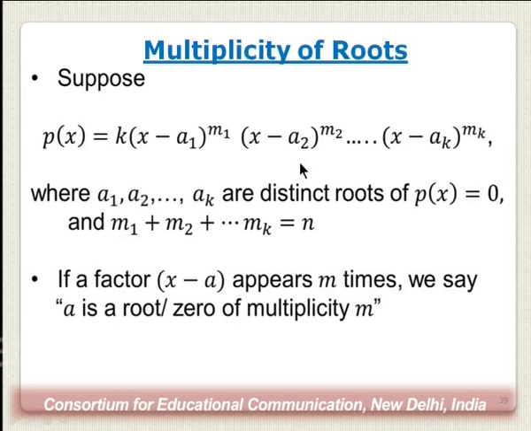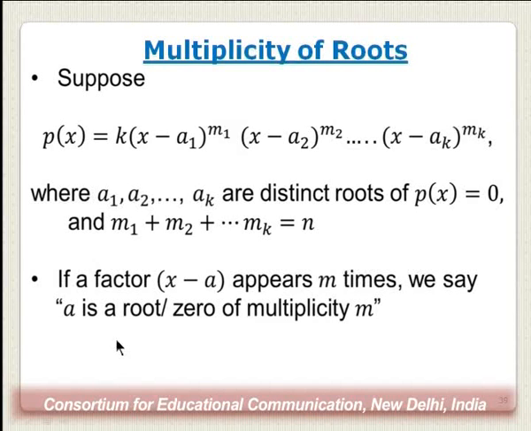Here a1, a2 through ak, these are your distinct roots. But because x minus a1 appears m1 times, we say that the root x equal to a1 has multiplicity m1, right? I'll just give you an example if it's not clear here. But the point here is that all these multiplicities, if the factor x minus a1 appears m1 times, x minus a2 appears m2 times, all these powers m1 plus m2 and so on till m sub k, have to be exactly equal to n, because we're talking of a polynomial of degree n.